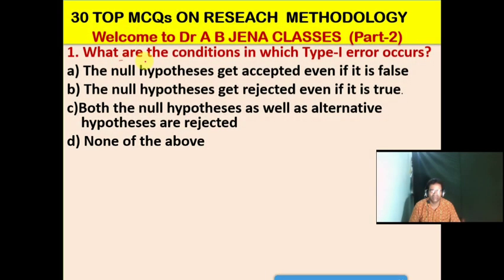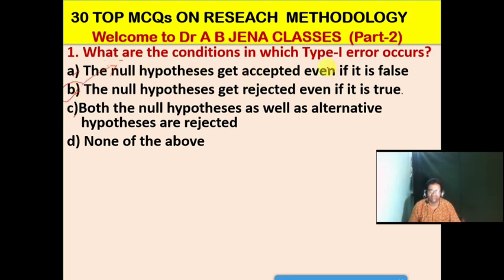So first MCQ: what are the conditions in which the type 1 error occurs? A, the null hypothesis gets accepted even if it is false. B, the null hypothesis gets rejected even if it is true. C, both the null hypothesis as well as the alternative hypothesis are rejected. D, none of the above. So friends, B is the right option for this MCQ.